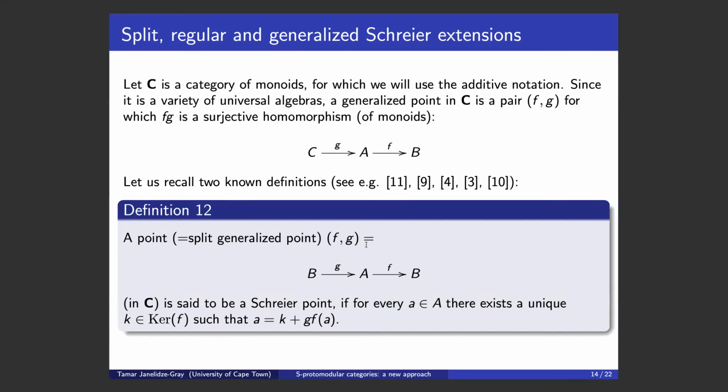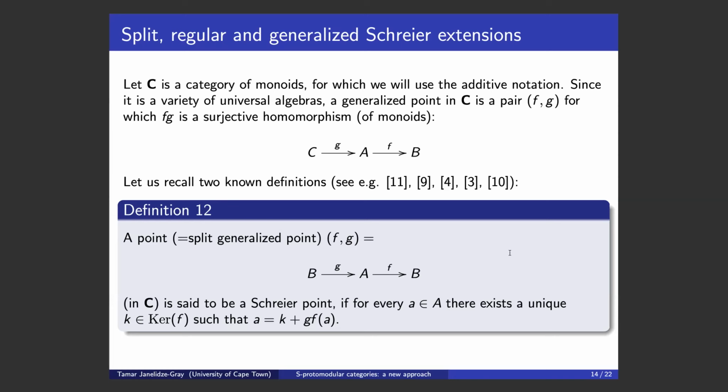I'm going to start with a Schreier point, which is the same as a split Schreier epimorphism. And it's defined as follows. I'm going to define them in terms of generalized points. Here, we take a split generalized point, which we can think of as just a split epimorphism or a point. So a point GFG, which we've got over here, is said to be a Schreier point or a split Schreier epimorphism if the following conditions hold.